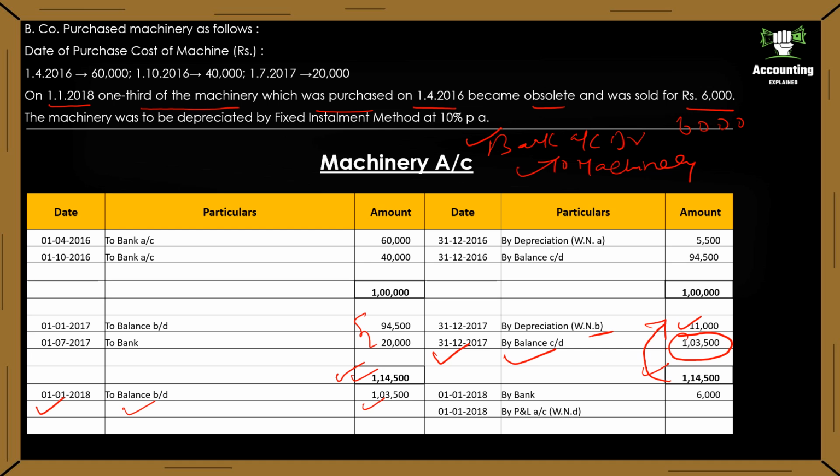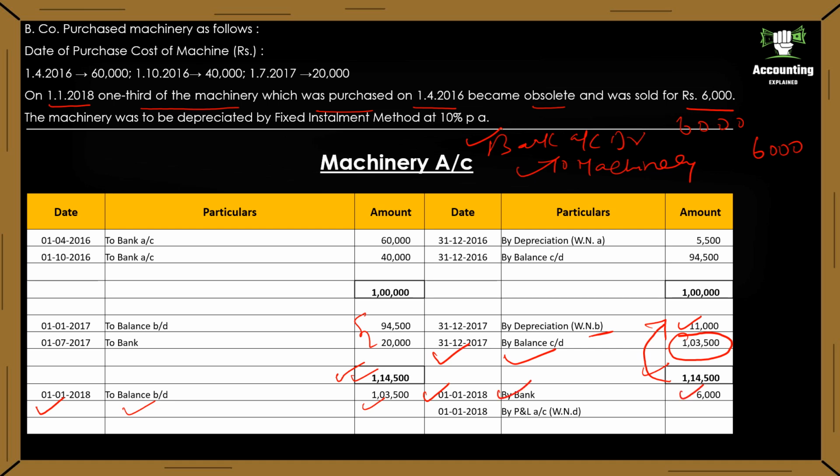Again, machinery is an asset, right? When the asset value is reduced, it has to be credited. Usually an asset has a debit balance. When it is reduced, we credit it 6,000 rupees. So in the machinery account on 1/1/2018, by bank 6,000 rupees.